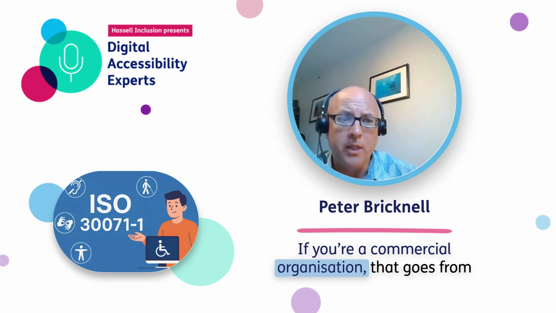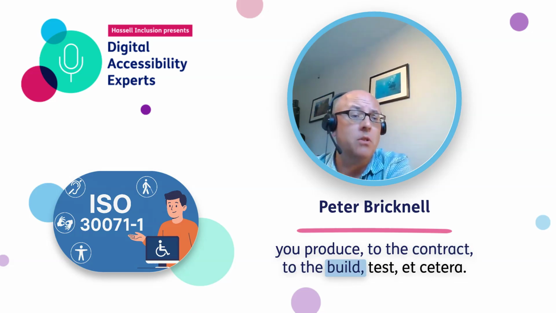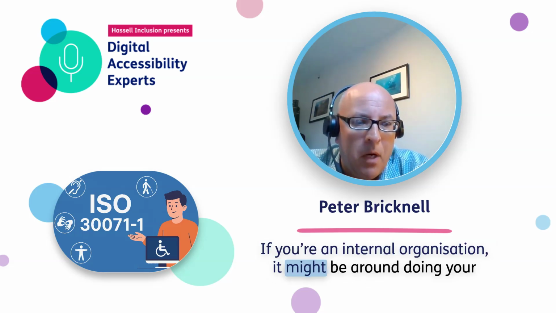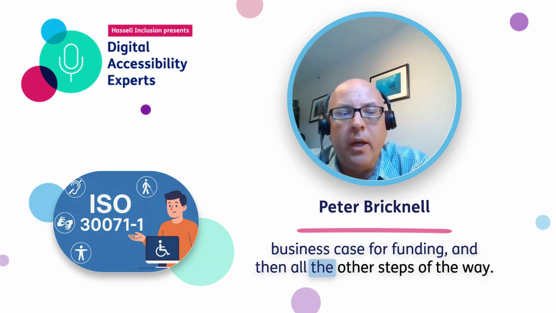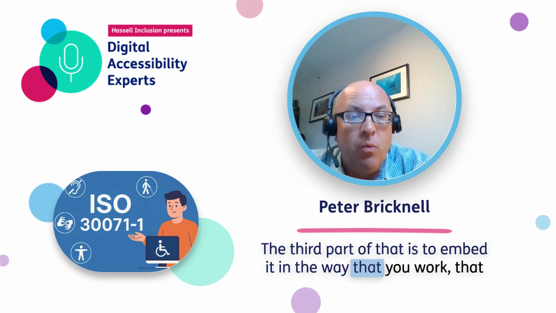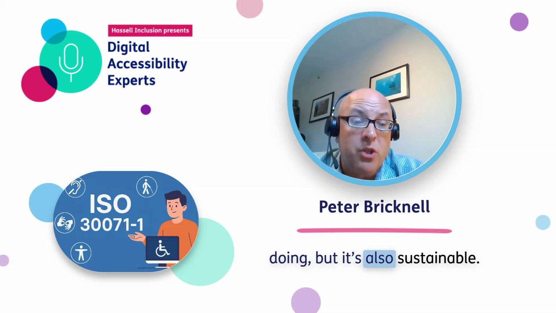If you're a commercial organization, that goes from the way you bid, the way you price, to the statements of work you produce, to the contracts, to the build, test, etc. If you're an internal organization, it might be around doing your business case for funding, and then all the other steps in the way. So then the third part of that is to embed it in the way that you work, that the product team members know what they're doing, but it's also sustainable.